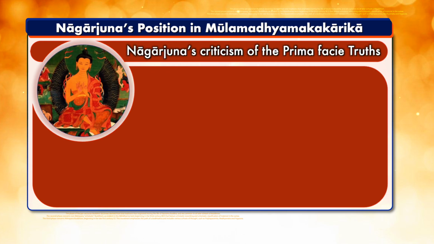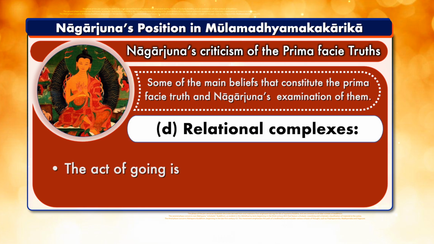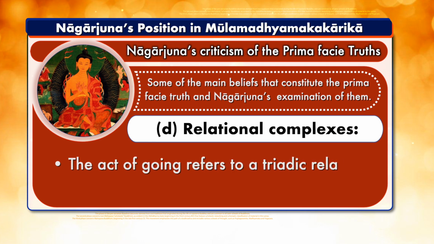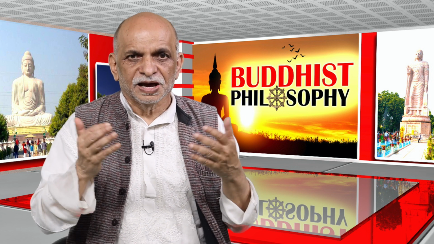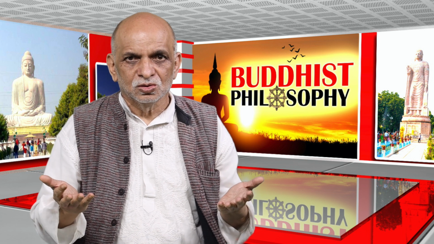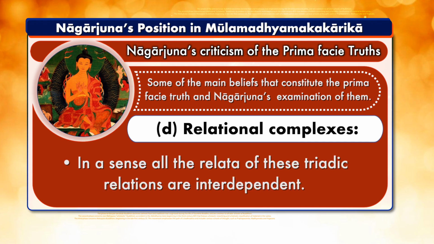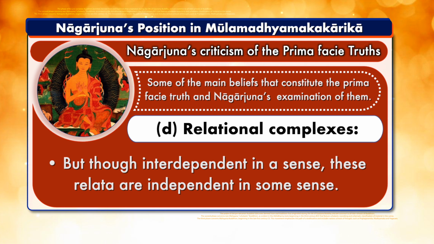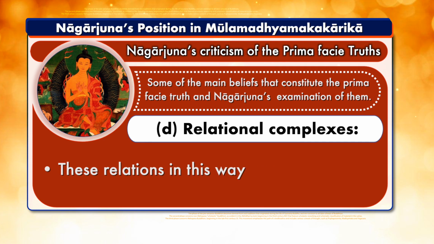Now, we come to the next, that is, fourth concept, or rather the group of concepts, that is relational complexes. The act of going is called motion, but going also has another aspect which is a part of our common sense view of the world. The act of going refers to a triadic relation between act, object and agent. In fact, this is true of actions and that of knowing also, although knowing may not be an act. In a sense, all the relata of these triadic relations are interdependent, but though interdependent in a sense, these relata are independent in some sense, because act, agent and object should have their distinct identities in order to enter into the triadic relation. These relations in this way are paradoxical.